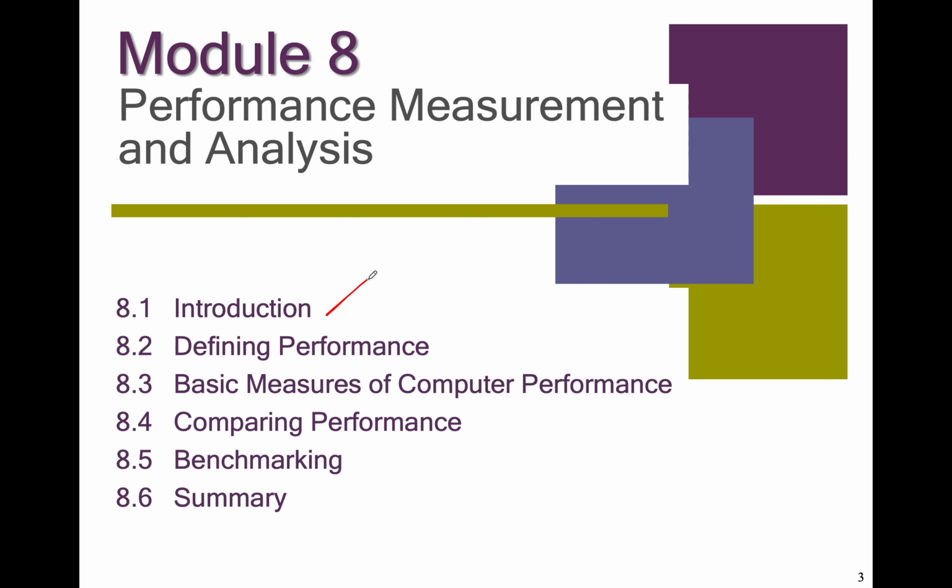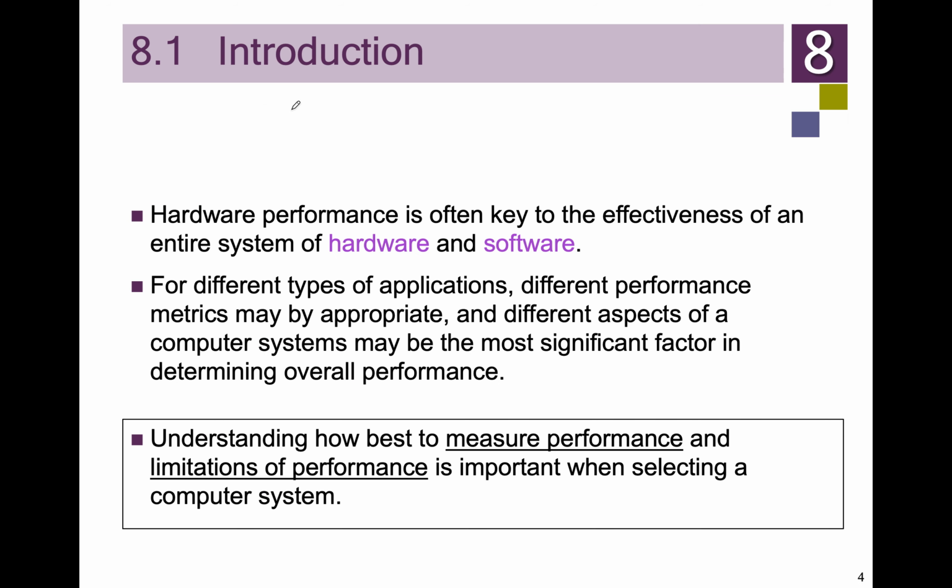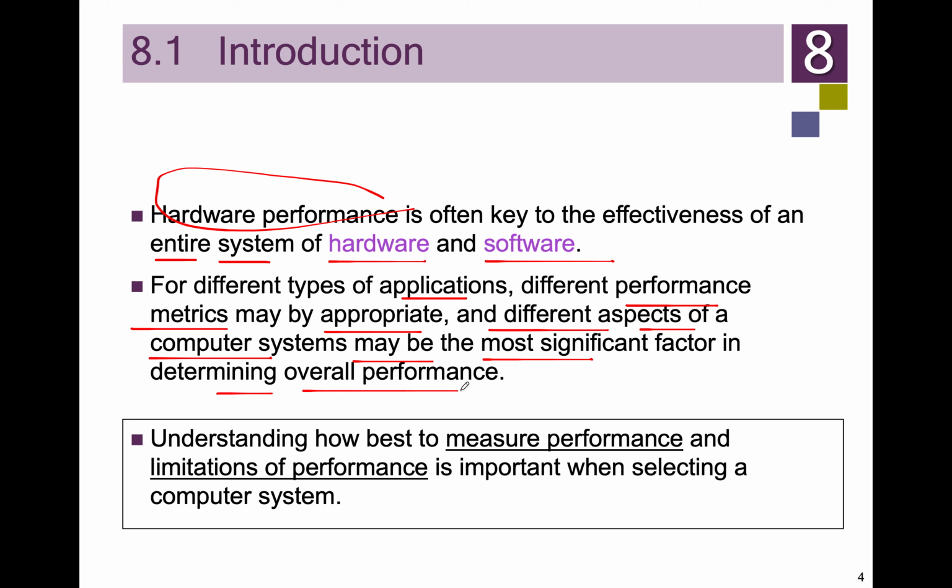The introduction is very short. Hardware performance is often key to the effectiveness of an entire system of hardware and software. So hardware performance is the key. For different types of applications, different performance metrics may be appropriate, and different aspects of the computer system may be the most significant factor in determining overall performance.